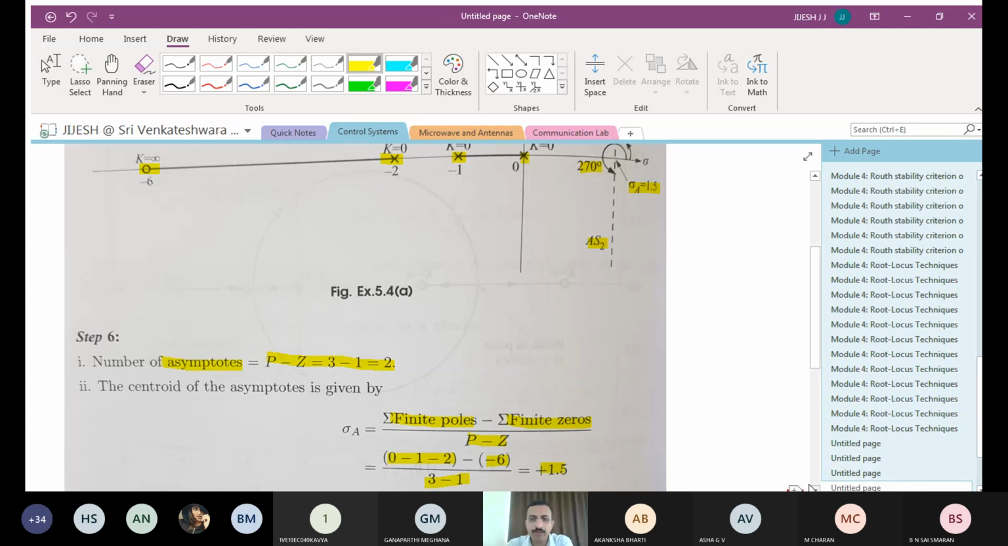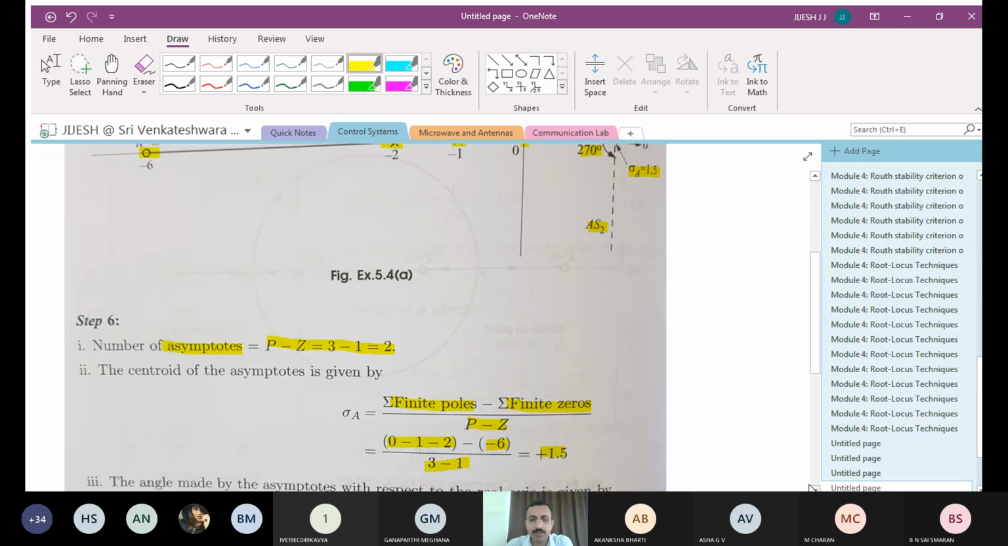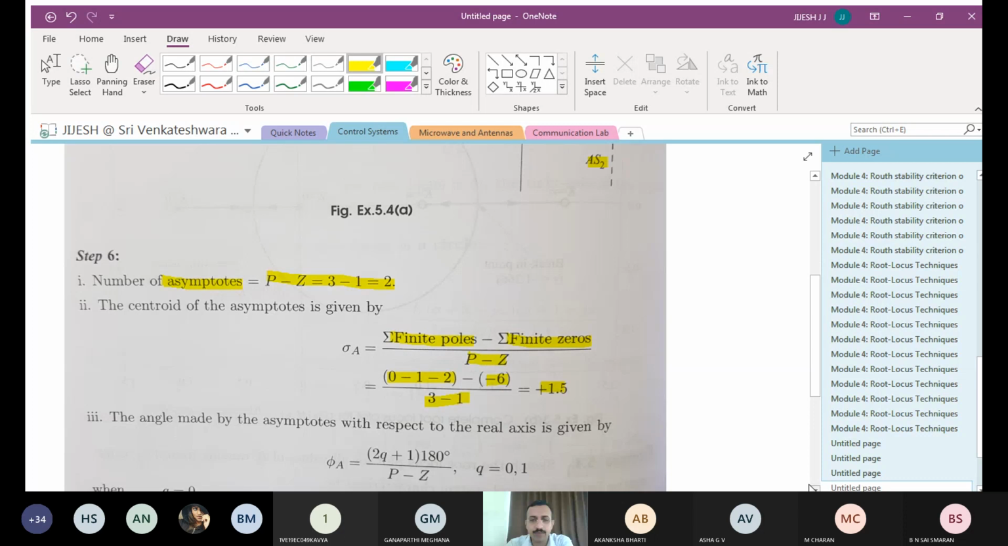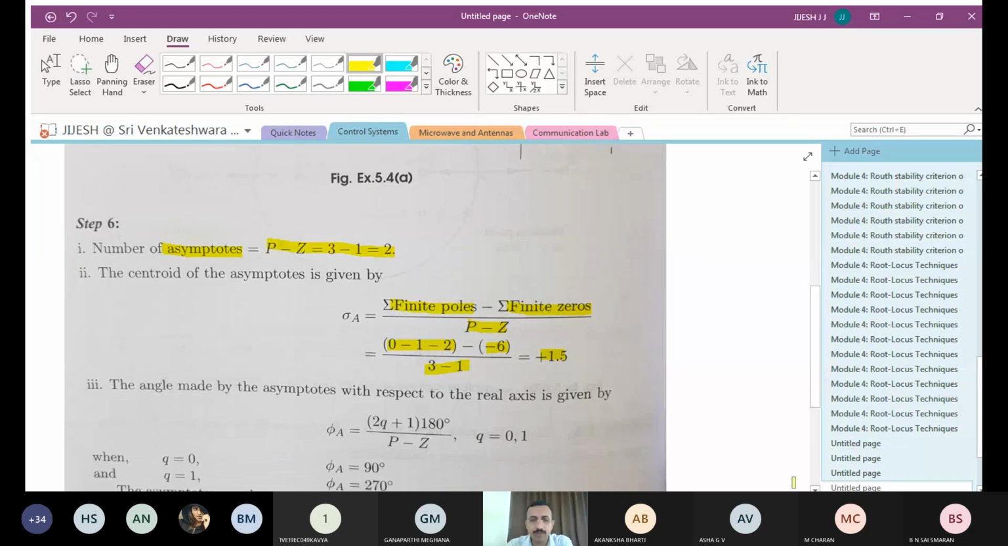So you have two asymptotes here, so you take q equal to 0 and q equal to 1. For q equal to 0 you get 90°, and for q equal to 1 you get 270°.